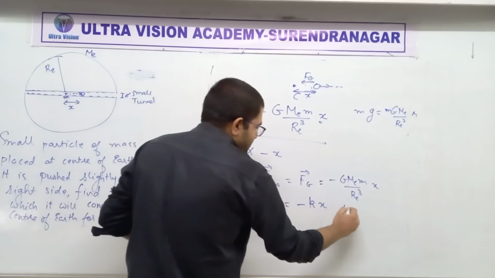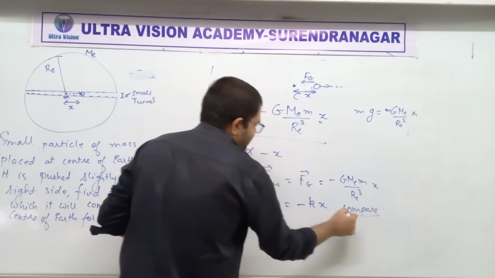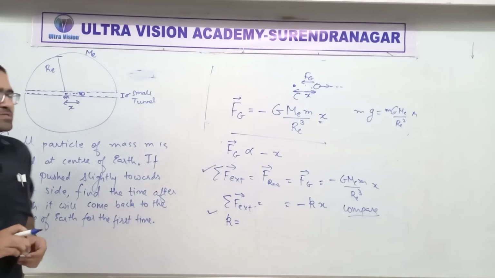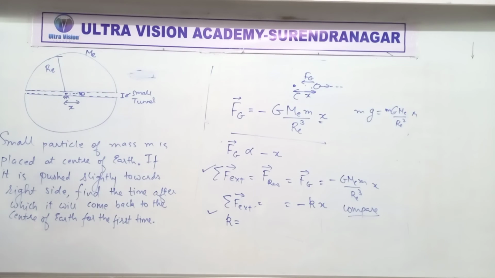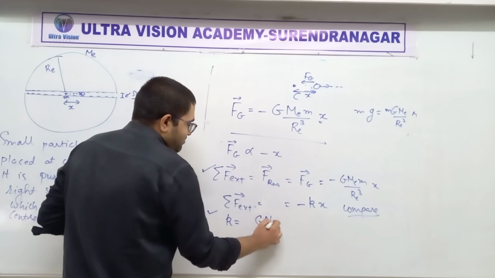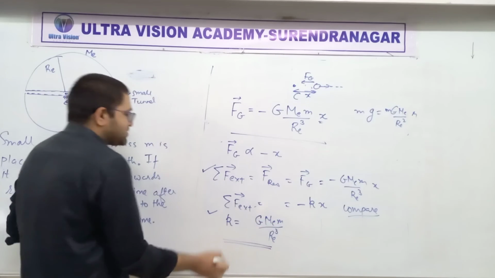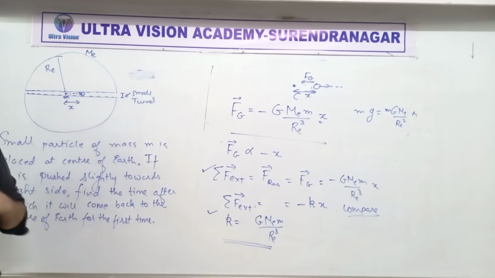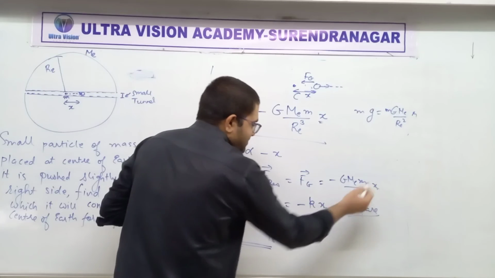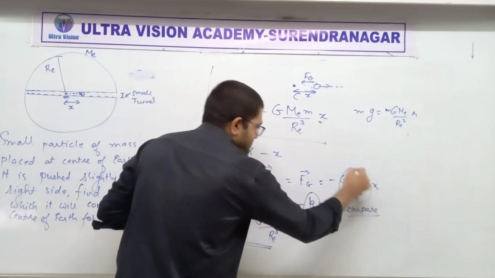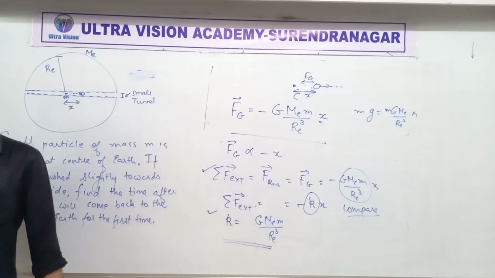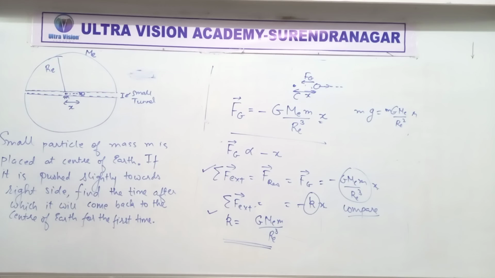Can you compare these equations that we have written here and find out what is K, the force constant? Yes, it is G Me m by Re cube. Clear? This is clear or not? K is G Me m by Re cube. Simple. This is x, fine. Minus, minus, as is equal. Okay? So that is K. But that's not the question.